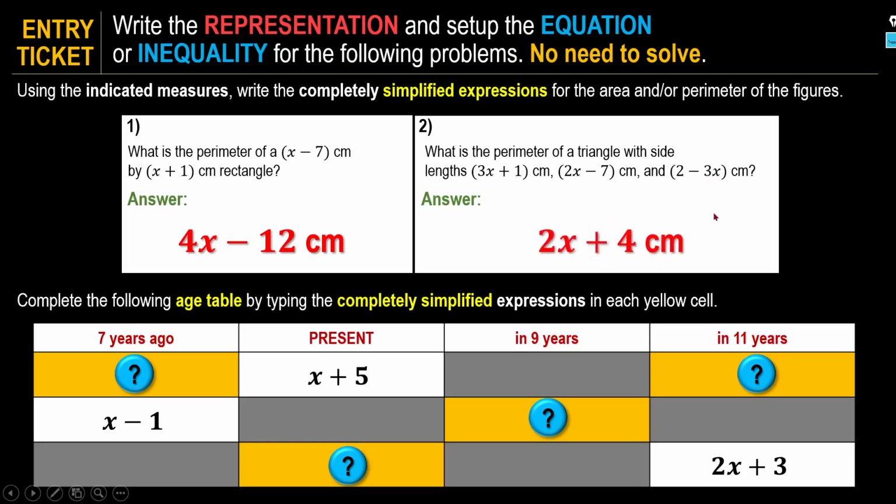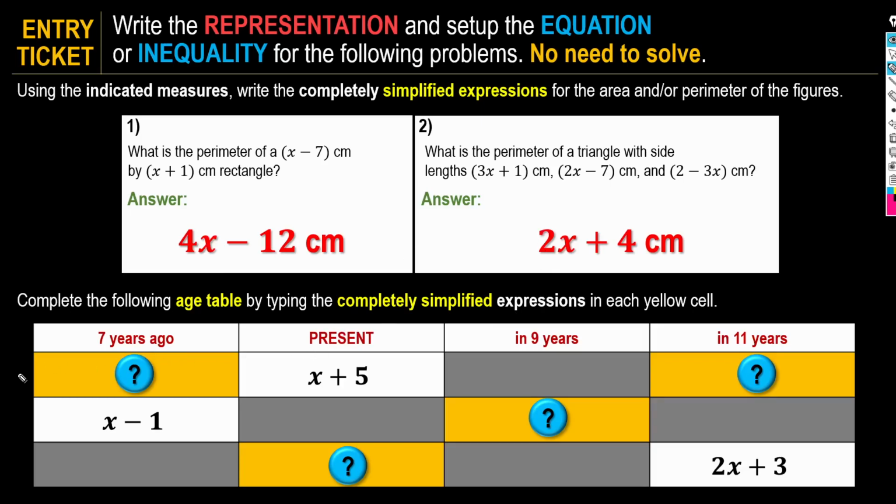And note for both final answers, malinaw na nakasulat ang ating unit of measure. That's one thing you do not forget, especially when answering geometry-related word problems. Okay? May units of measure yan typically. So, huwag kakalimutan lalagyan sa final answer. Now, for the second part here, complete the age table by typing the simplified expressions. Now, this was also thoroughly explained in the asynchronous material.